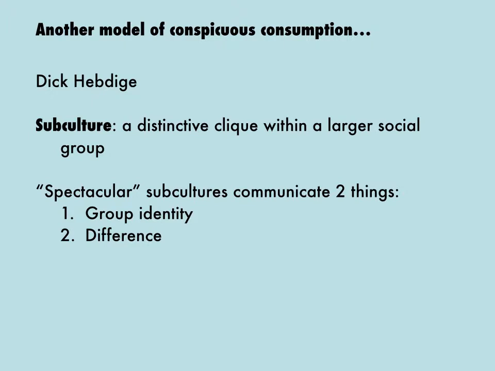So the idea is that these subcultures communicate two different things. One, group identity, that they are a member of this particular group. Secondly, difference, that they are not part of the larger social group, that in some fundamental ways they don't buy into, and don't abide by, the same value systems or ideologies as the larger social group. Okay? So two related but different things. One, group identity, relation to each other. Two, difference, different from everyone else outside.